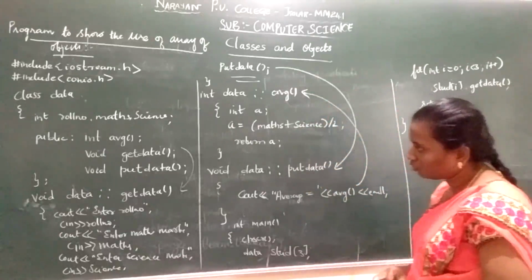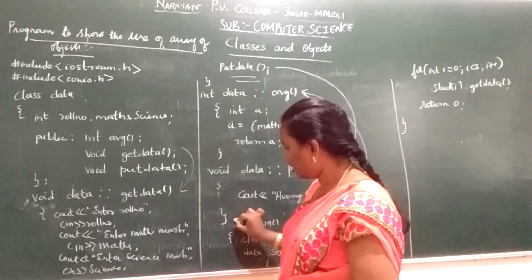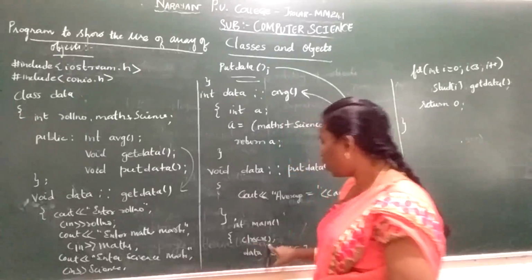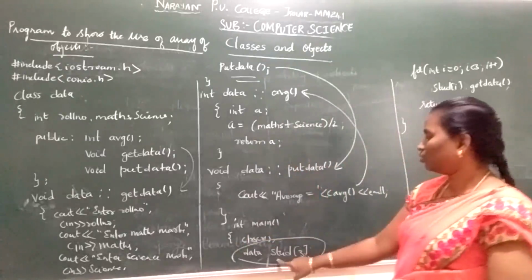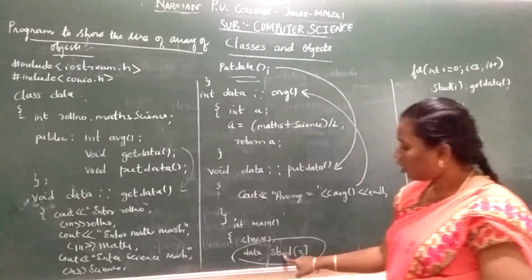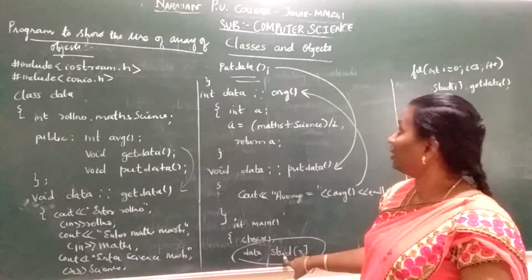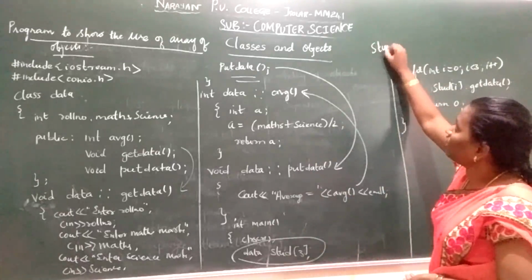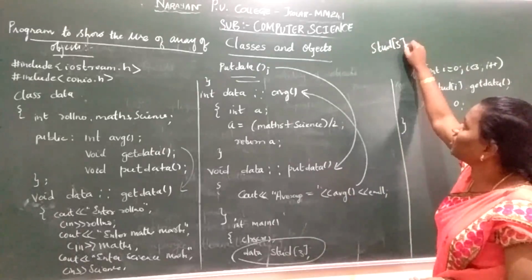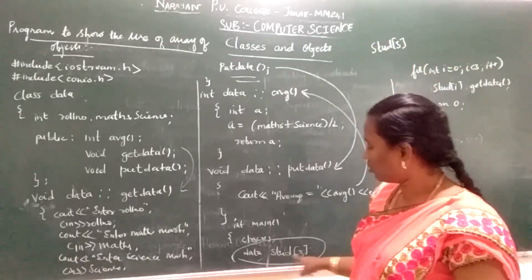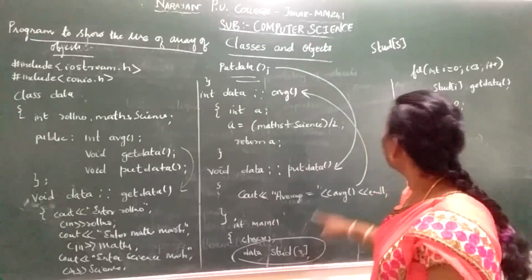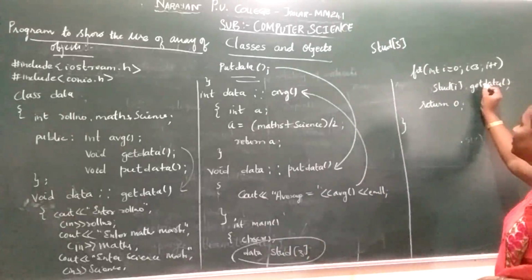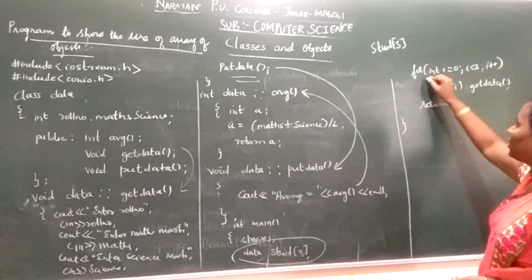Now your program execution begins from the main function. Initially execution starts here. Call clear screen, which is very important. Data student, stud3, is my object. I have created an array of objects; stud3 is my array of objects. So I have three, with three fields. Next, I will be reading the data for three students.